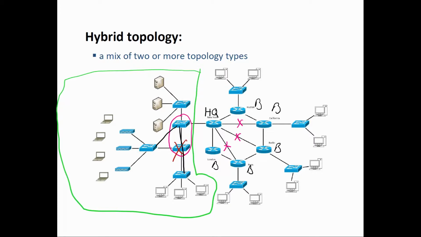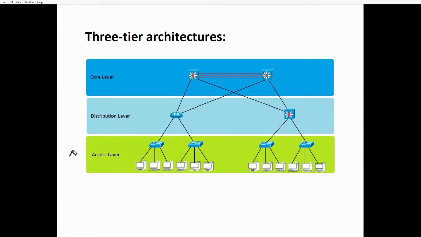To avoid mistakes like this, Cisco has designed a 3-tier architecture to avoid simple mistakes like this, which are pretty normal if you're a beginner in networking design. The three-tier architecture is based on 3 layers. First is the access layer, then you have the distribution layer, and third you have the core layer.